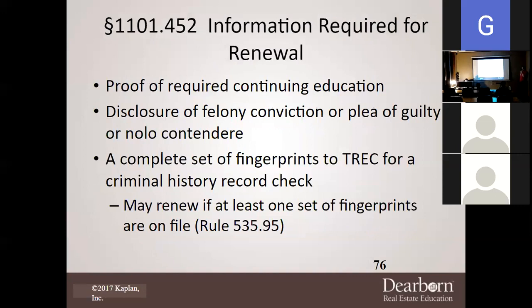Information that's required for renewal: proof of required continuing education, disclosure of any felony conviction or plea of guilty or nolo contendere, and a complete set of your fingerprints to track for a criminal history check. You may renew if at least one set of fingerprints is on file.